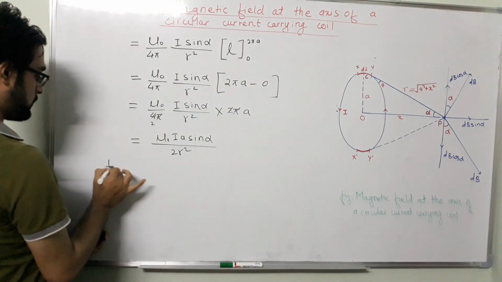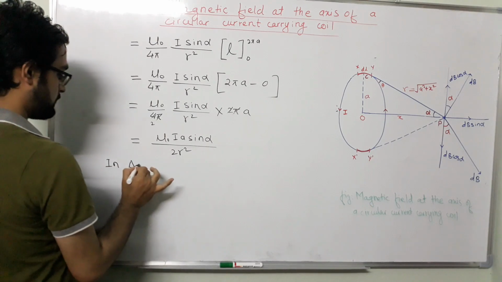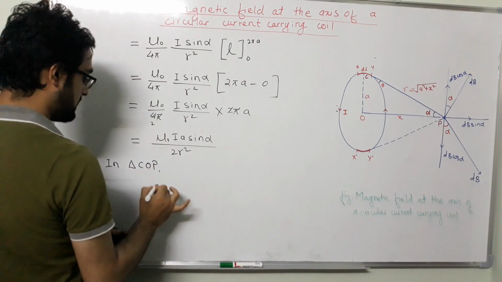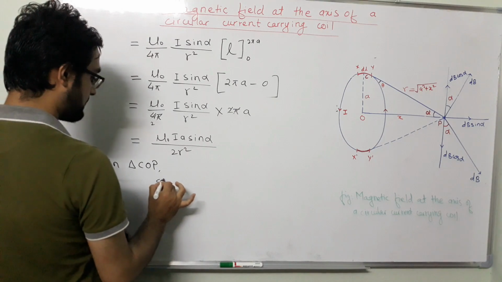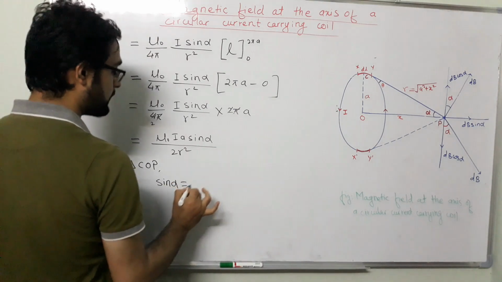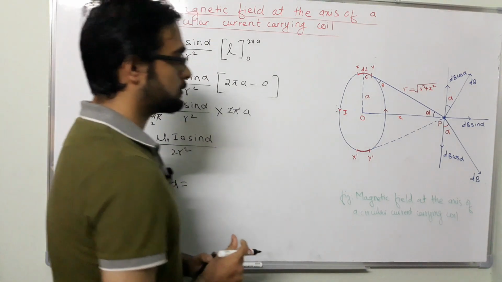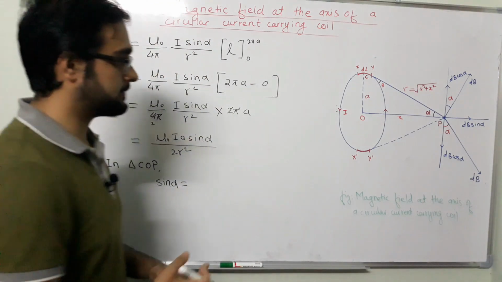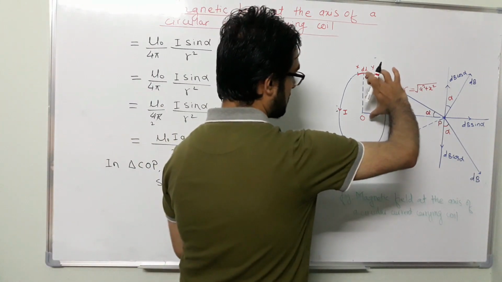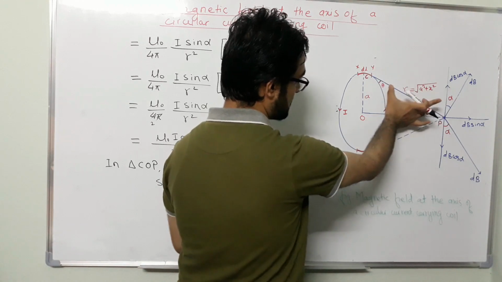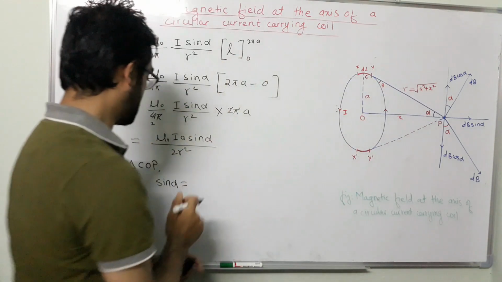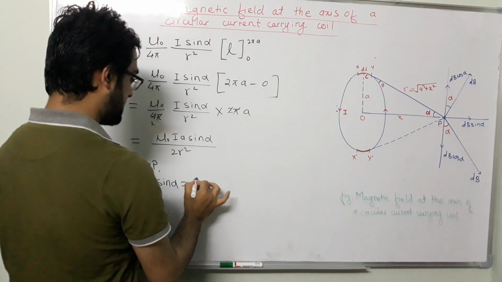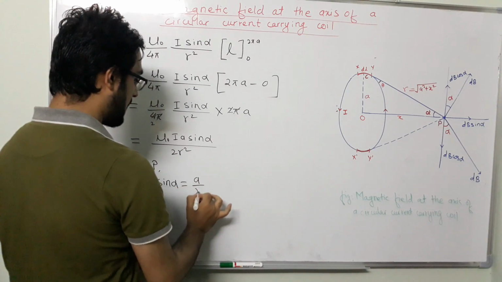In triangle COP, taking sine alpha, you can see sine alpha is equal to perpendicular divided by hypotenuse. So perpendicular is a here and hypotenuse is this r. That's why sine alpha is equal to a divided by r.